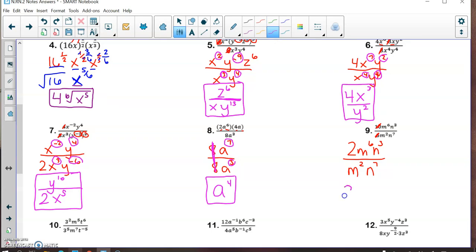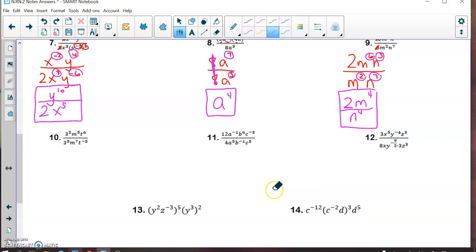So my 2 is going to stay in the numerator. My m will stay in the numerator because a 6 is greater than a 2, and a 6 minus a 2 is a 4. So I have an m to the 4th power in my numerator. My n is going to stay in my denominator because the 7's bigger than the 3. And a 7 minus a 3 is a 4. So I have an n to the 4th power in my denominator. And that is fully simplified.